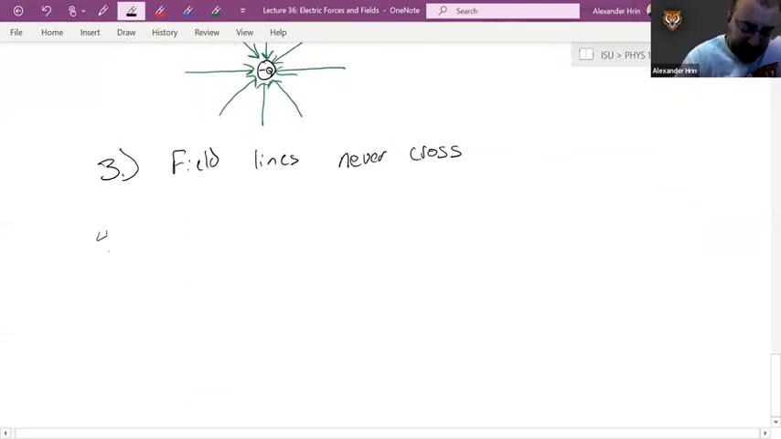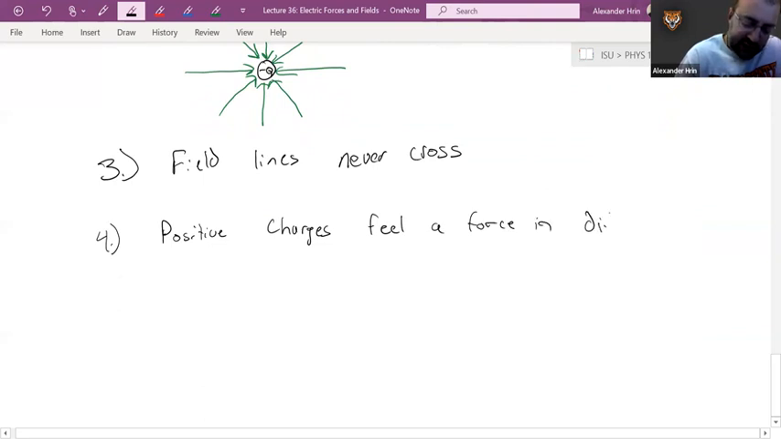The fourth one I'm going to tell you is that positive charges feel a force, I'll be a little bit more explicit, in the same direction as field lines. All right.